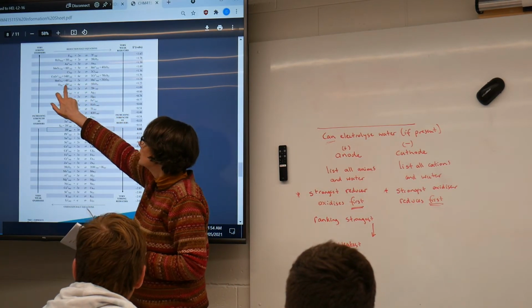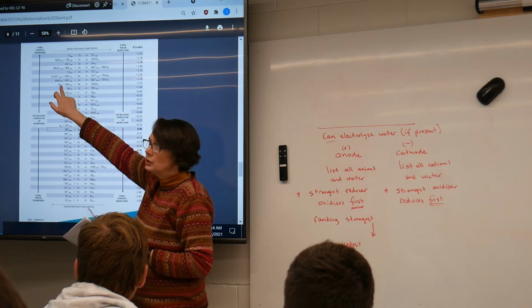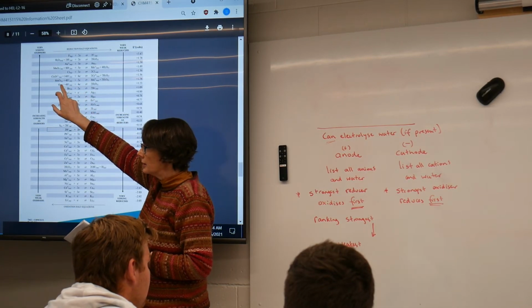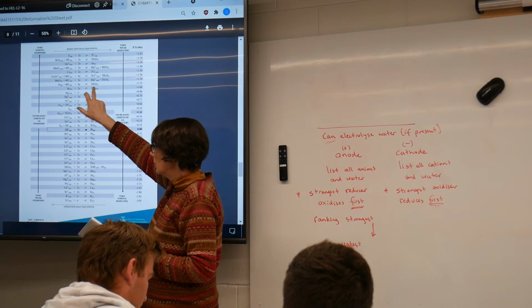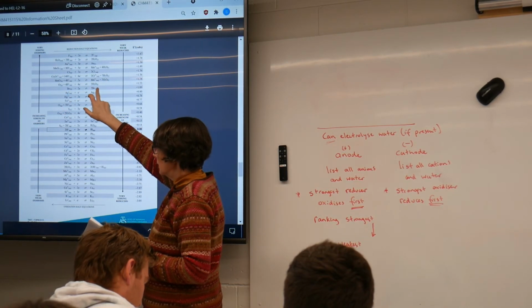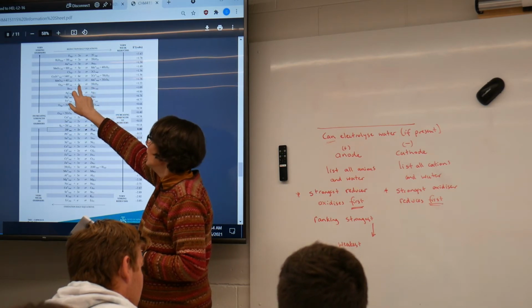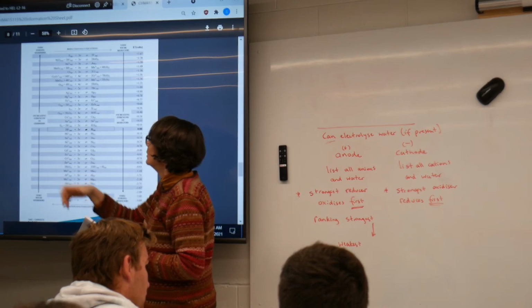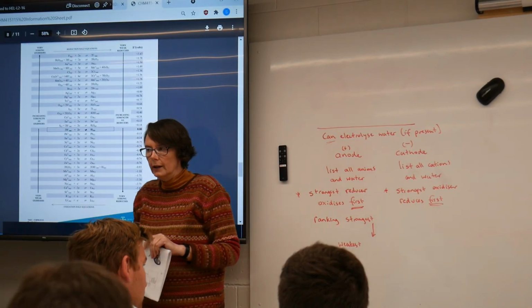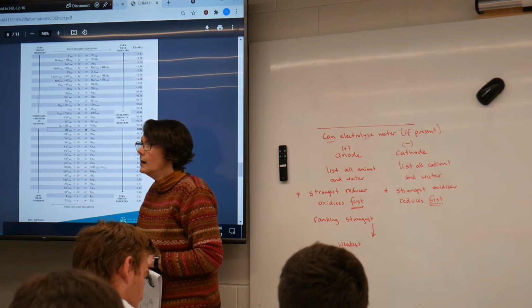This one here, where we've got water producing oxygen gas and hydrogen ions. This is the oxidation of water, okay? Because we're going from right to left. And so if we electrolyze water, and this is the oxidation half equation, will that occur at the anode or the cathode? The anode.